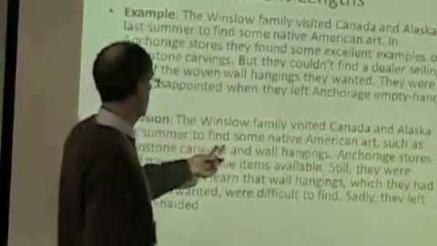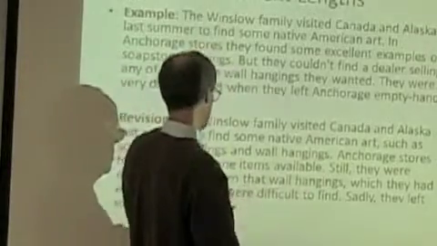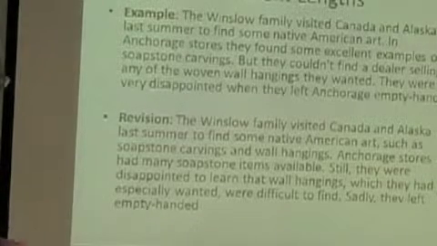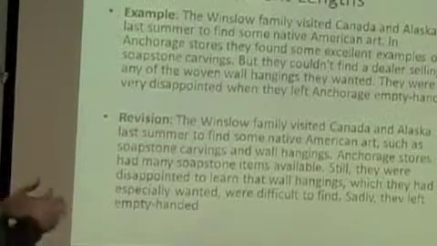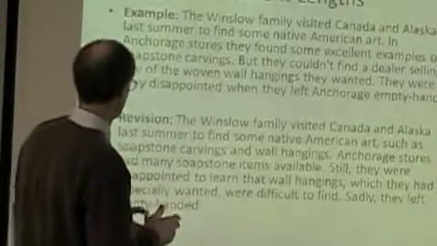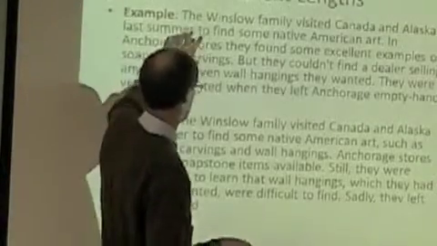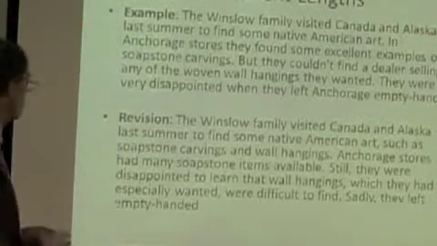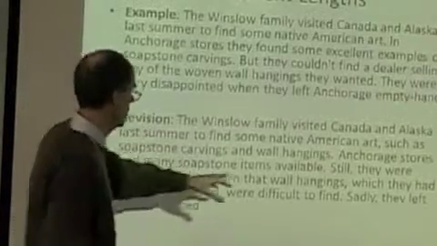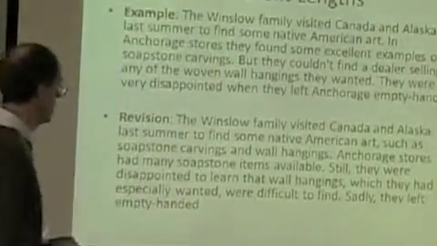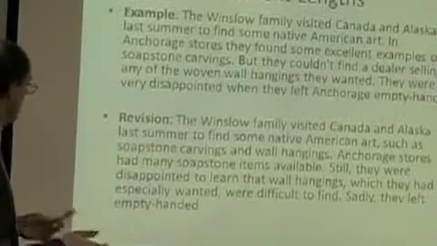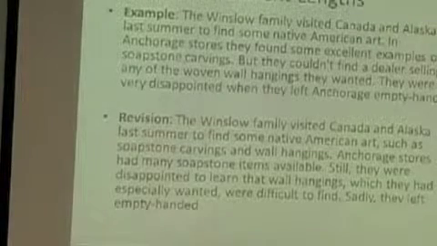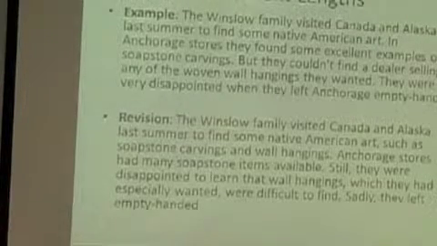Now look at the difference: longer sentence, shorter sentence, longer sentence, shorter sentence. Somehow when I cut and pasted this, I left out the periods. I'm sorry. The Winslow family visited Canada and Alaska last summer to find some Native American art, such as soapstone carvings and wall hangings. All they did was combine those two. Anchorage stores had many soapstone items available. Short sentence. Still, they were disappointed to learn that wall hangings, which they had especially wanted, included as a dependent clause, were difficult to find. Sadly, they left empty-handed. Does that give you a sense? They're looking for ways to vary things, to combine things, to make it more appealing.